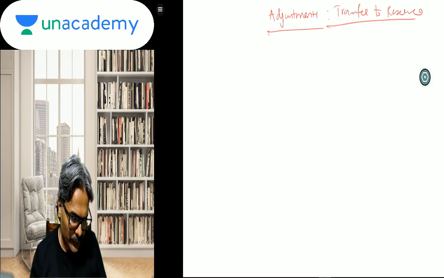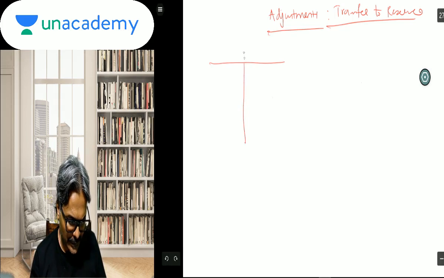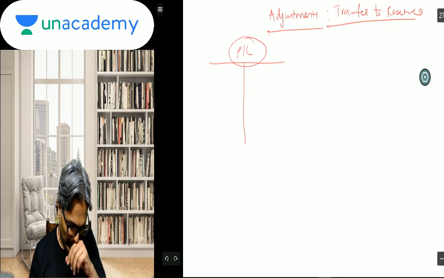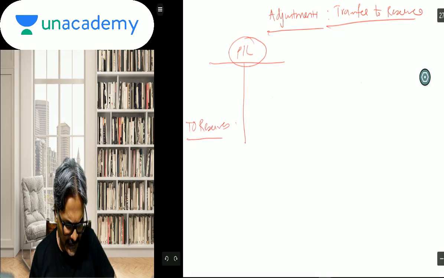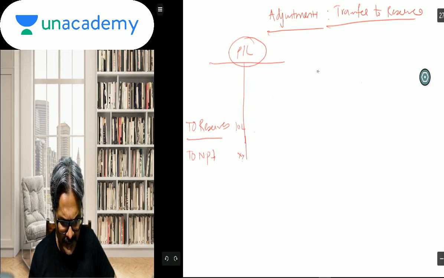So students, what will happen in this case? You'll prepare your profit and loss account, and then there will be a transfer to reserves, any amount, say 10 lakhs. So net profit will get decreased. And what is the second effect? The first effect is over here. The second effect will go in the balance sheet.